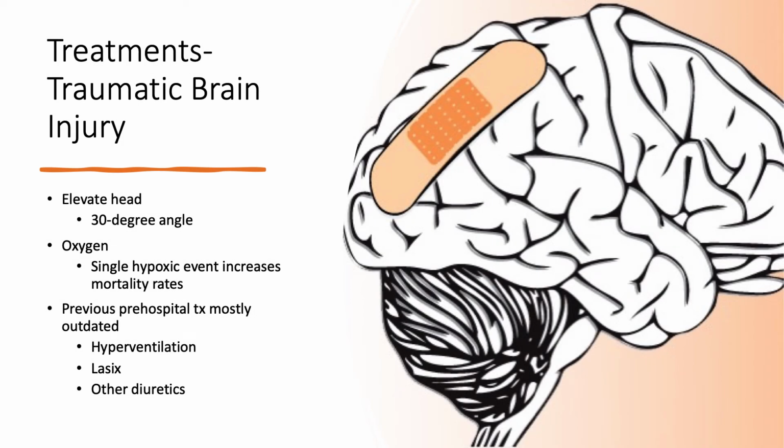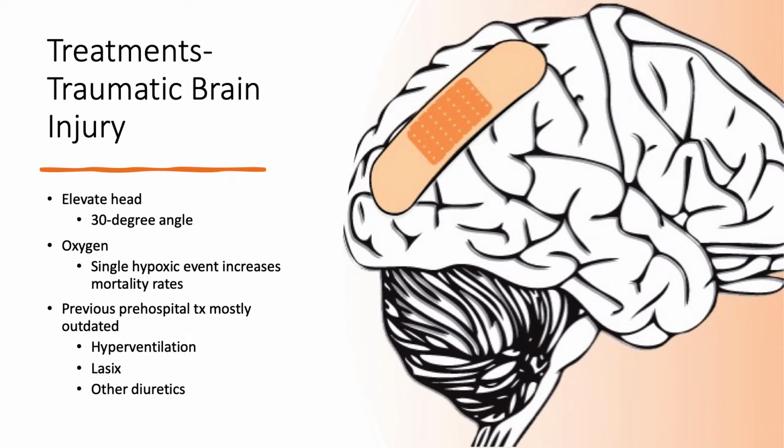Patients suffering from a traumatic brain injury in an MCI style event traditionally don't have great outcomes because we're not able to render the care they need. What we can do on these large scale events is elevate their head, which is no different than how we would treat them now. Try to put them at about a 30-degree angle if possible. Also, oxygen is utterly important. A single hypoxic event increases mortality rates significantly on a traumatic brain injury patient.